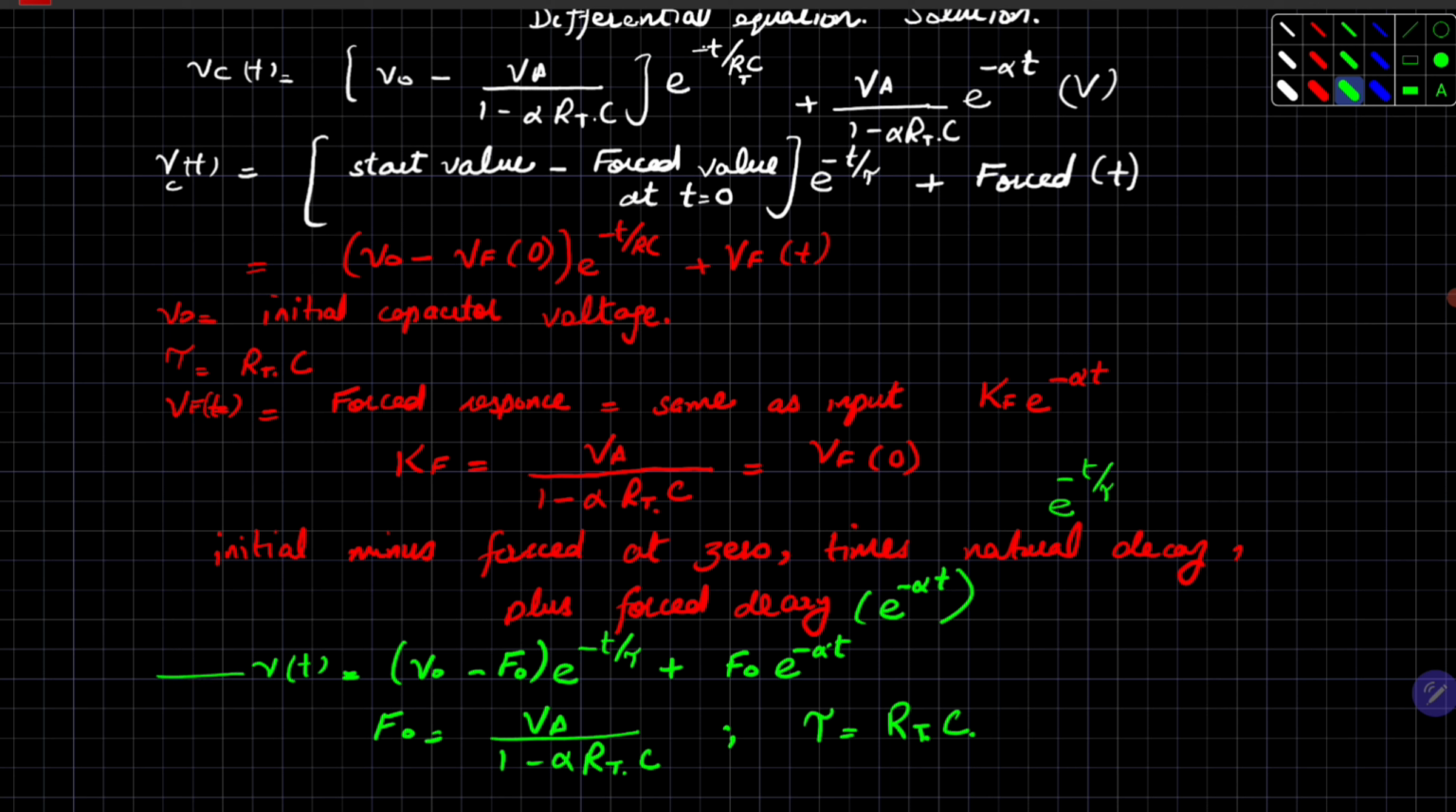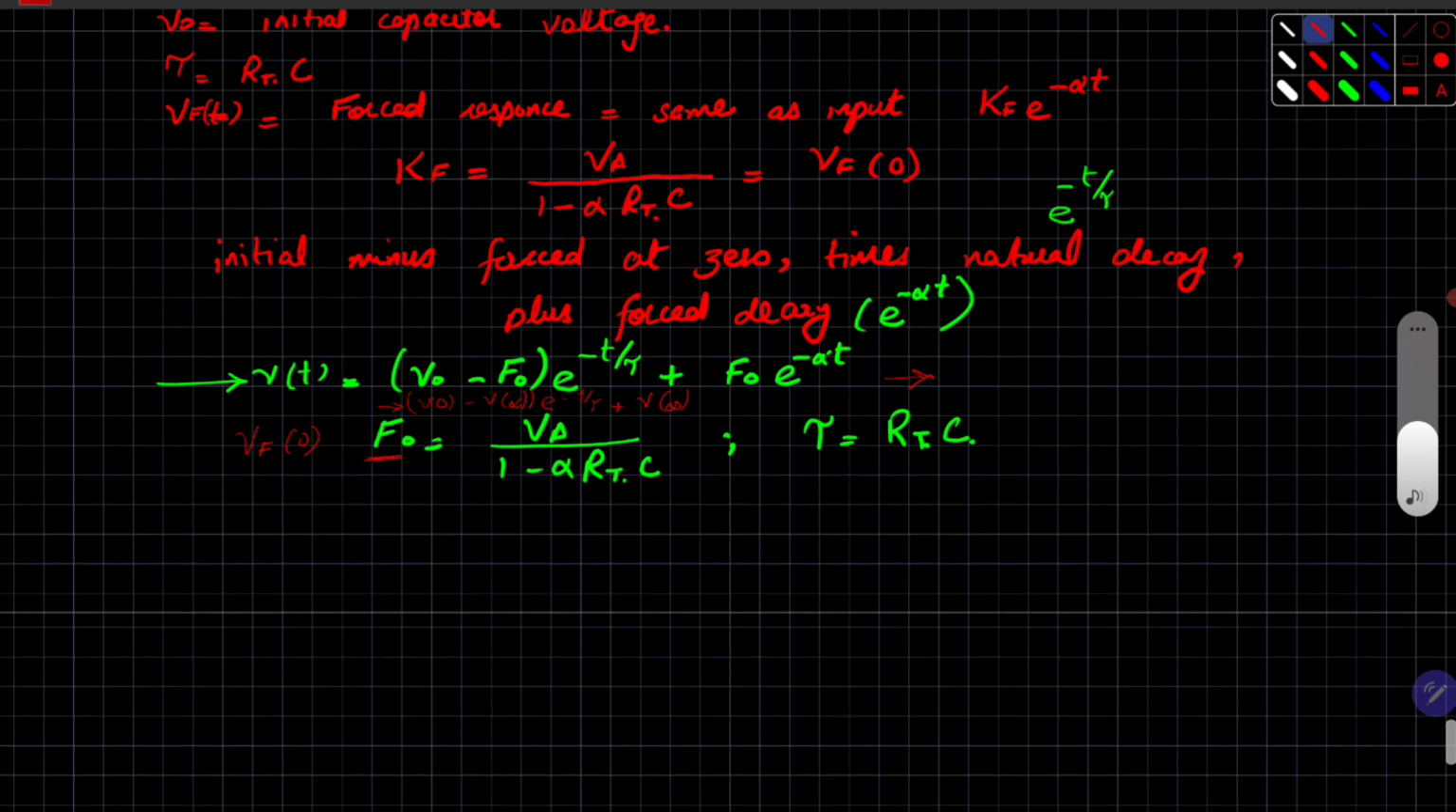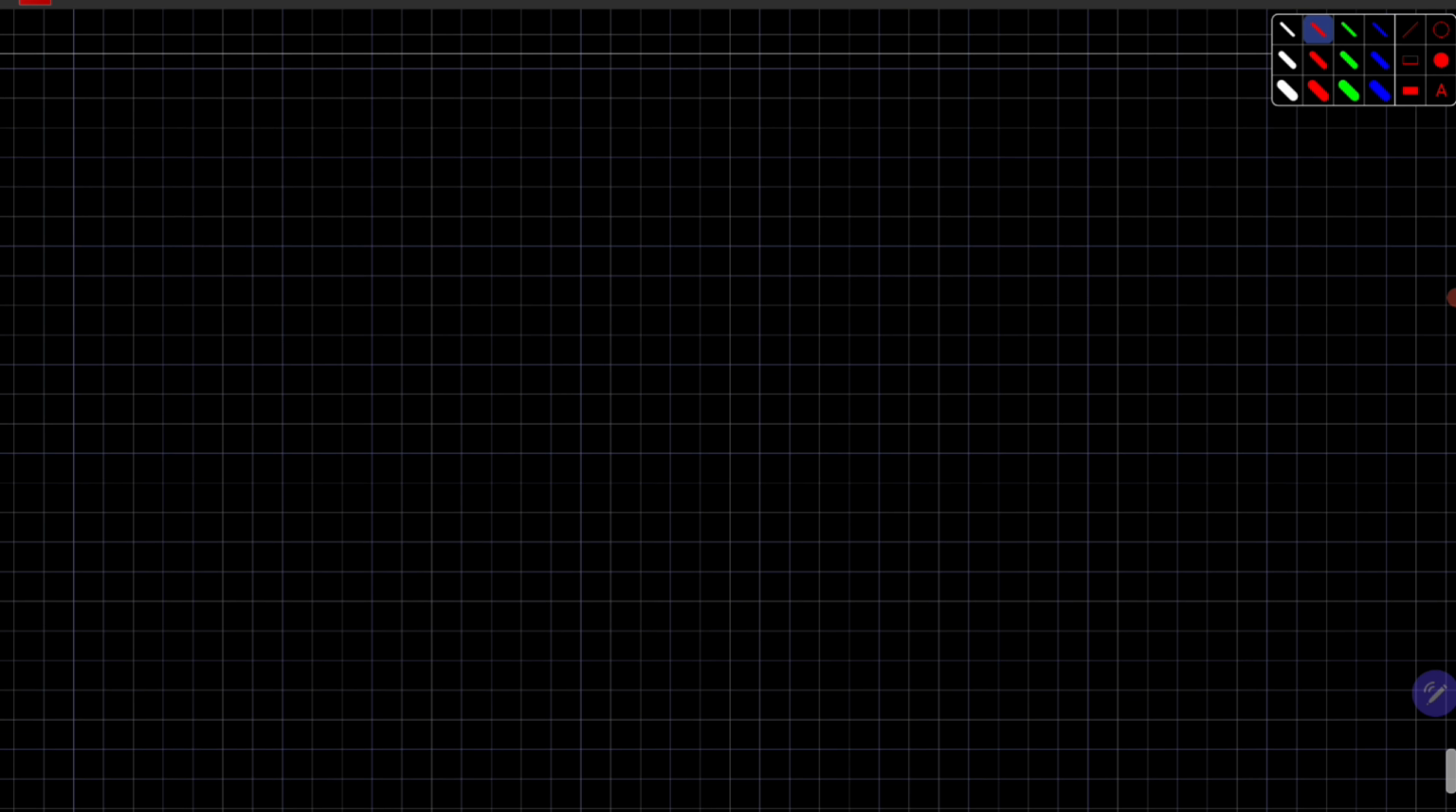Now this equation is very easy to understand, as you have already understood in the previous lectures. That was V at 0 minus V at infinity, multiplied by e raised to power minus t over tau, plus V at infinity. This was for a first order differential equation equal to some force function. Similarly, we have this equation written in green: V naught minus F naught multiplied by e raised to power minus t over tau, plus F naught e raised to power minus alpha t. This is easy to understand, and you just need to know that F naught equals Vf at 0. Now here we have a numerical example in which we will understand how we apply these relations to get our required result.